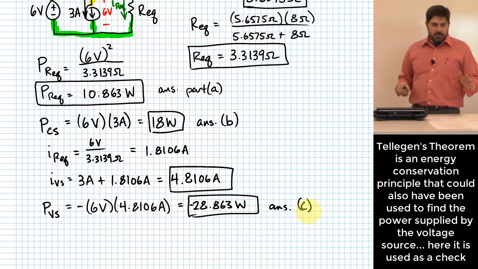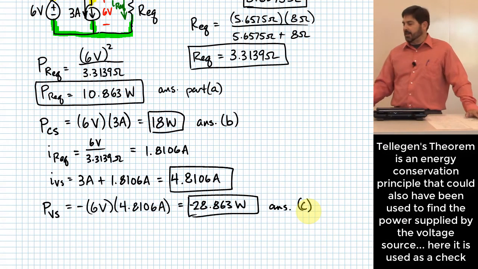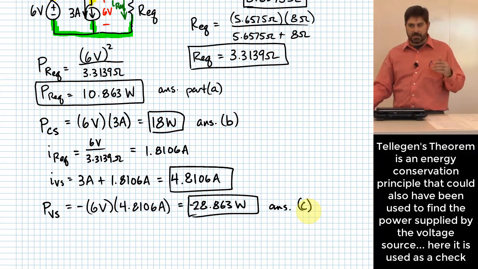Now let me ask you this. Without having to go in and find that current, is there a way you could have known what that power had to be? You might remember the fancy term that was in some of our previous notes, Tellegen's theorem. You remember hearing that? Tellegen's theorem says that the sum of all of the powers in your circuit has to be 0, right? And again, you have to kind of decide which direction you're taking to be positive. So the sum of all the powers absorbed in your circuit had better be 0, right?